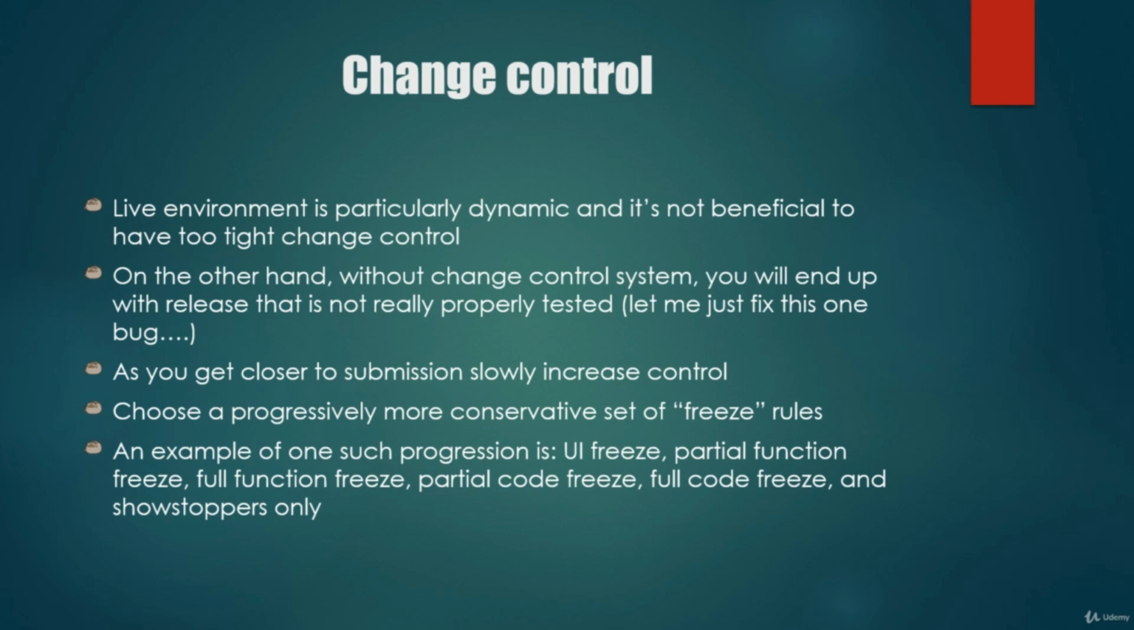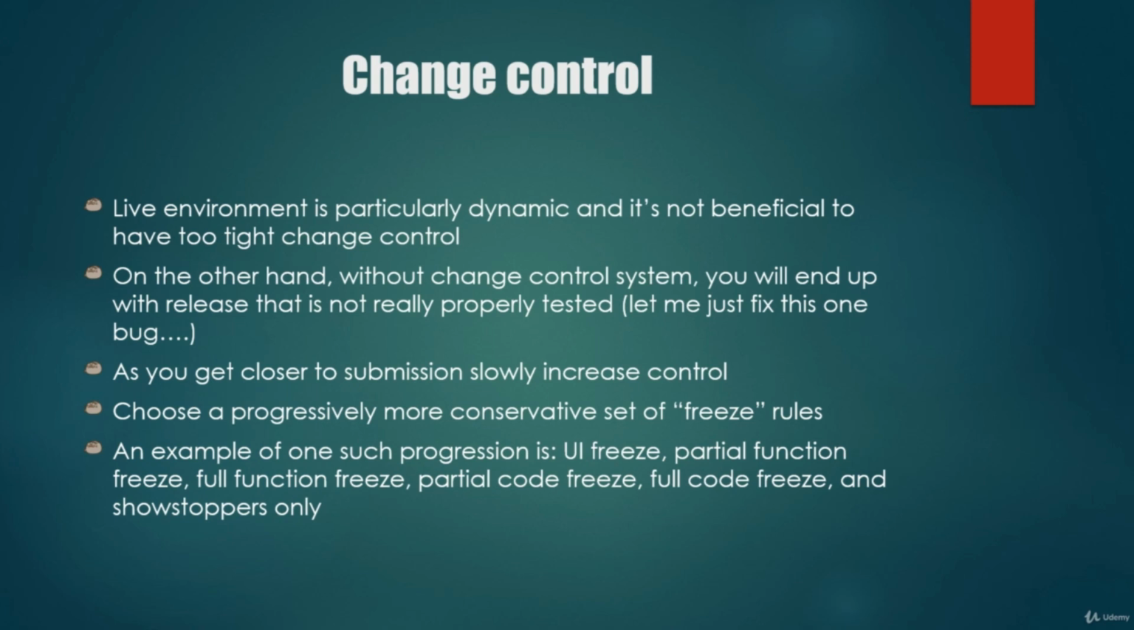But on the other hand, if you don't have any change control system, you will end up with releases that will not be properly tested. Very often it happens: let me just fix this one small bug just before we submit, and then something happens, and you thought this is the build you tested, but it's not. It's actually the build that had a small fix, but the coder who was committing this fix maybe didn't do it on the right branch, or he made it on a different branch, and here you go, you will have a problem that you didn't even know you have.